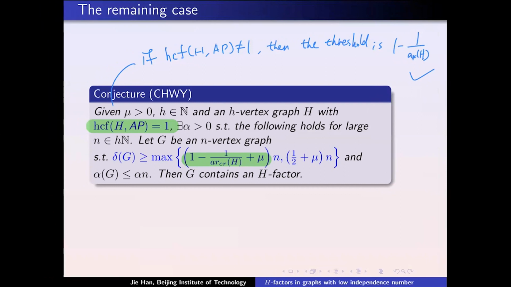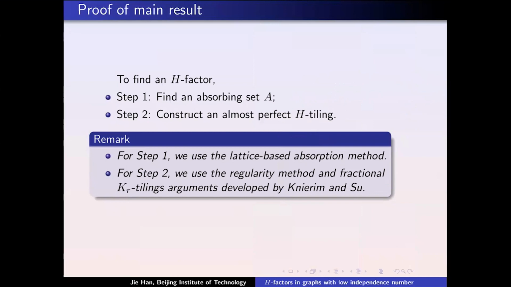But let's give a little. I think I have five, maybe six minutes, and I will give a small part of the proof to see how it works. One sentence summary: we use the absorption method. We find the absorbing set, construct an almost perfect edge tiling without the absorbing set, and then absorb the leftover of this edge tiling, leaning on the constant hierarchy, so this will work. For step one, we use the lattice-based absorption method. For step two, we use the regularity method and the fractional tilings argument, recently developed by Kanaran and Su.